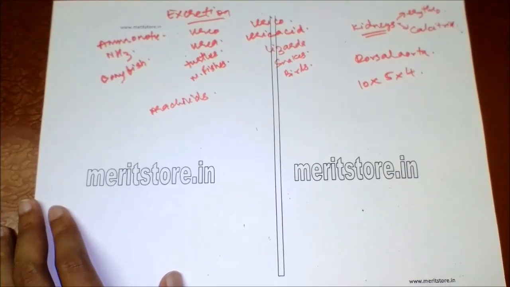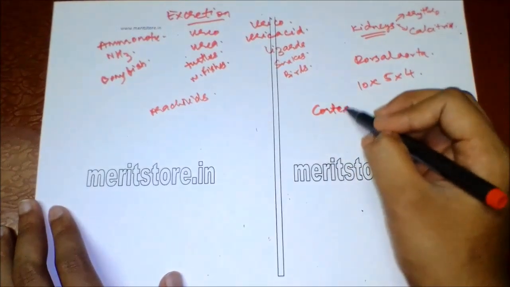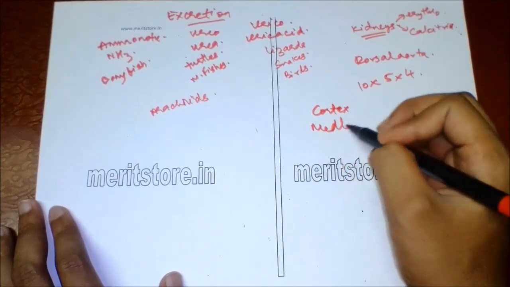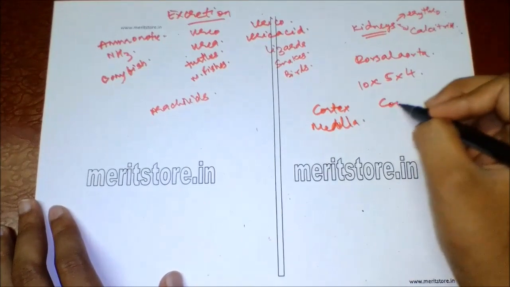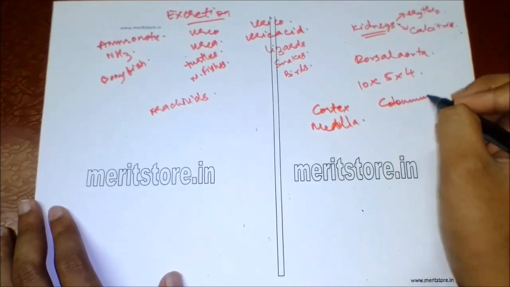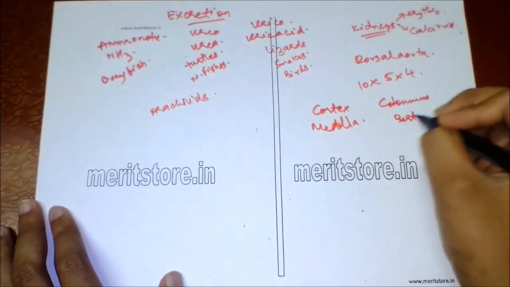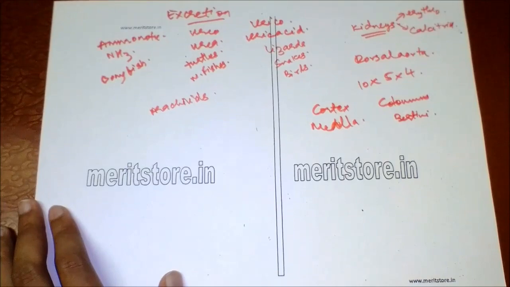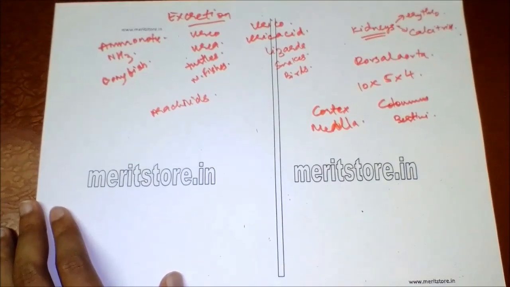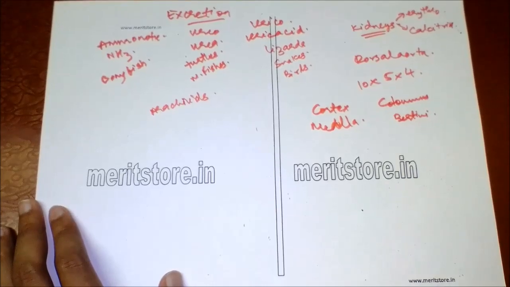So kidney LS histology consists of the cortex and medulla. There are columns of Bertini, which are part of the cortex inside the medulla. Renal pelvis, hilum, renal pyramids, and collecting ducts, which join to form the duct of Bellini.